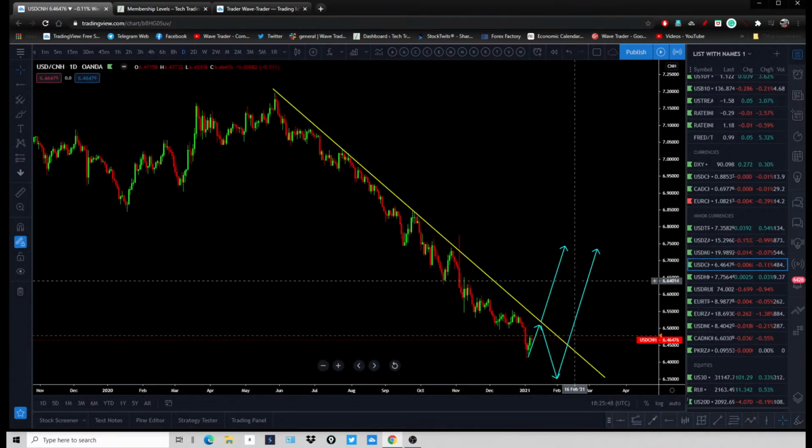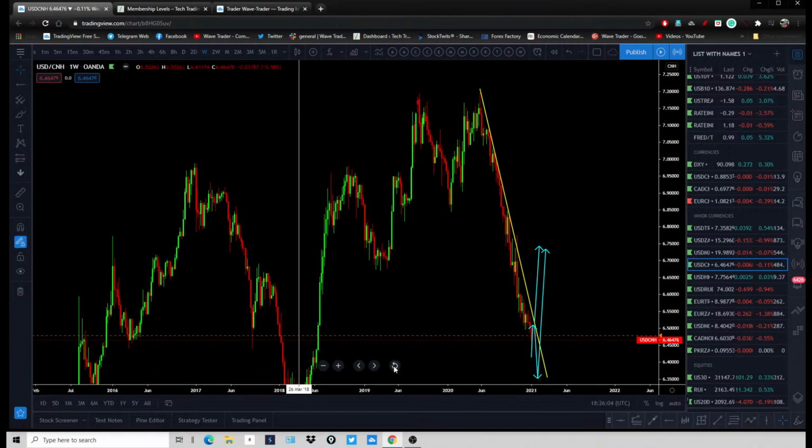So dollar Chinese yuan, they're going to be a perfect opportunity in the coming days to week. So far the trend is super bearish. You are staying with the trend, with the bearish trend.